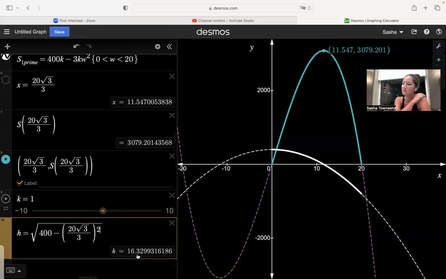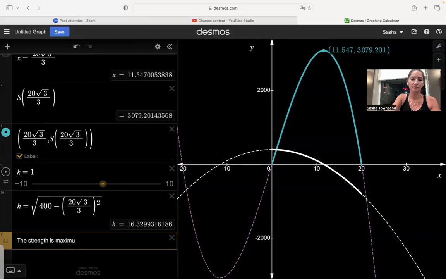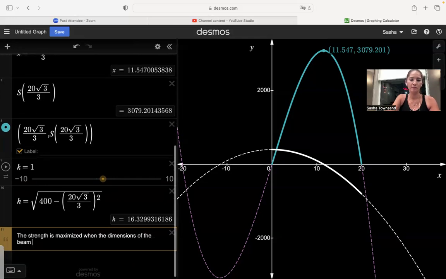It says, what are the dimensions of the strongest beam that can be cut from a round log of diameter 20 inches? Let's answer the question. The strength is maximized when the dimensions of the beam are approximately 11.5 inches by 16.3 inches.